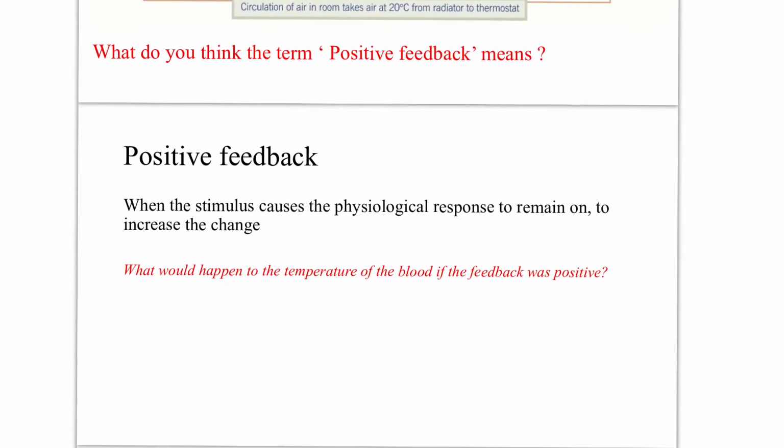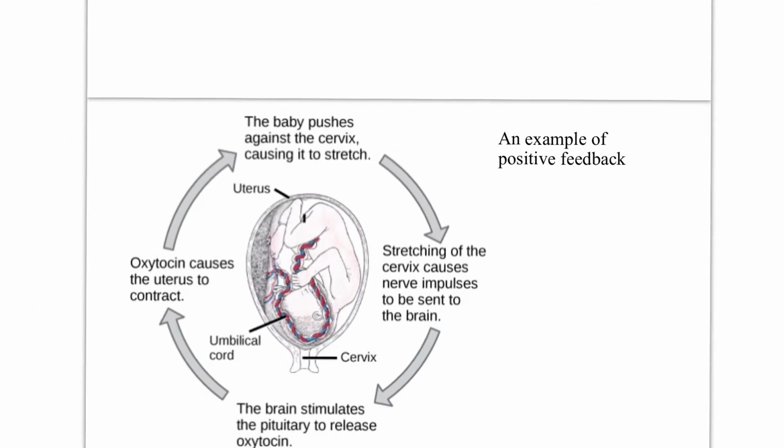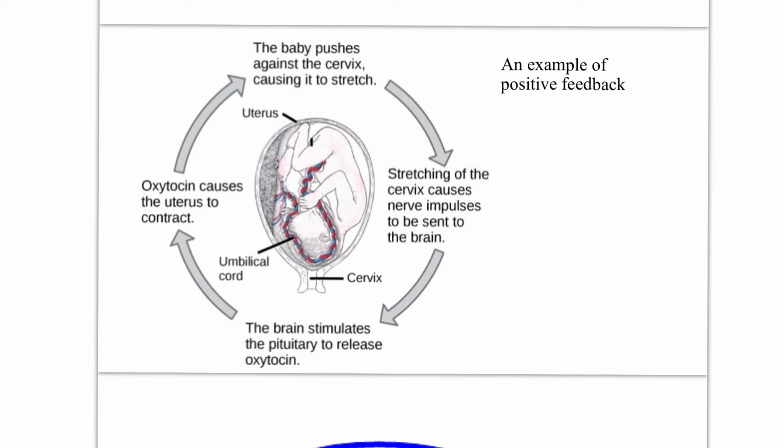Positive feedback is when the stimulus causes a physiological response to remain on or to increase the change. So instead of reducing the change, it increases the change. These are much rarer within healthy systems. But one common example occurs during childbirth. So when you go into labour, you release a hormone called oxytocin. Oxytocin causes the uterus to contract. When the uterus contracts, the baby's head pushes against the cervix.